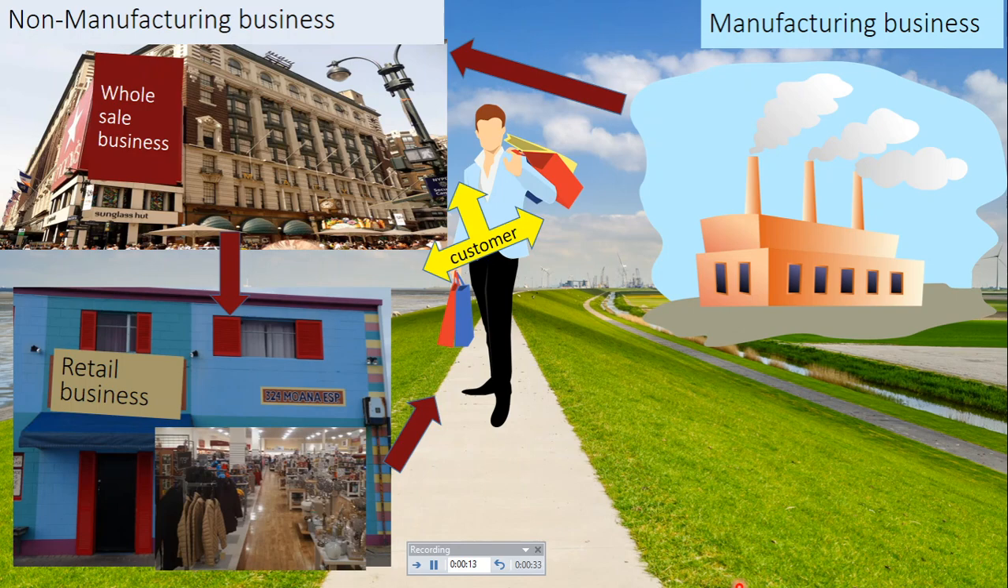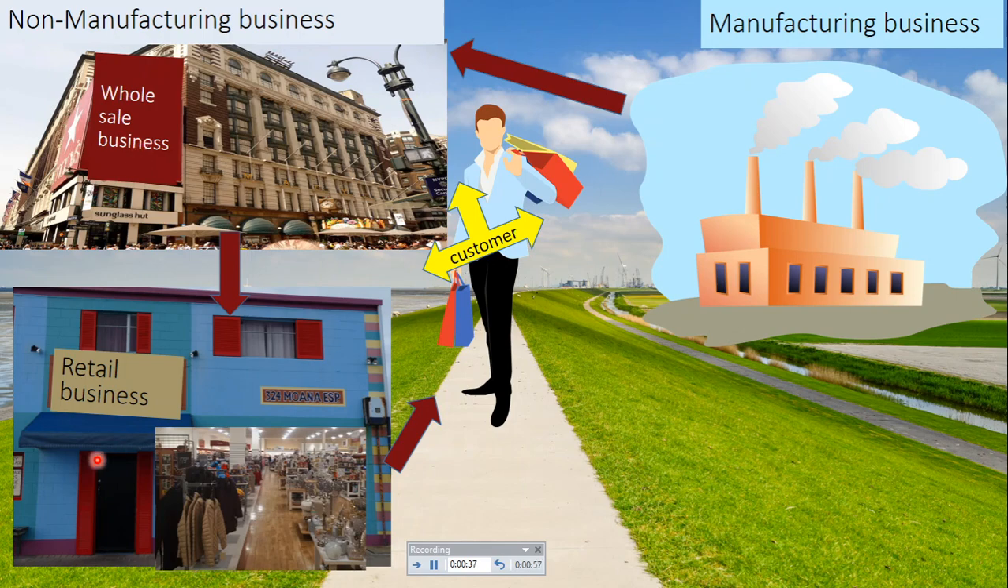So to understand your manufacturing account, first we need to understand the nature of business. If you look at the figure here, here's your manufacturing business on the right side. There's a factory out here, and towards your left side, there's the non-manufacturing business. In non-manufacturing business, you have the wholesale business out here and the retail business.